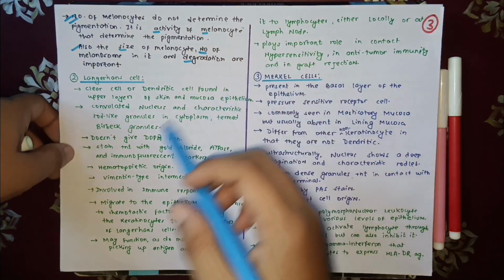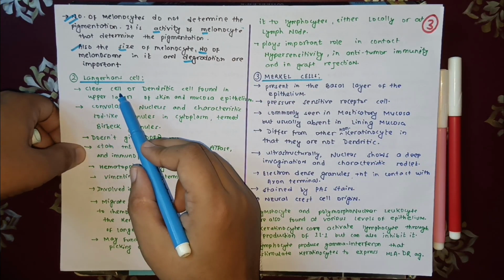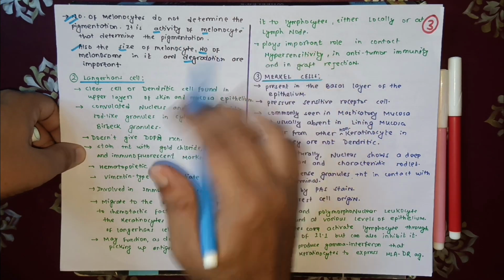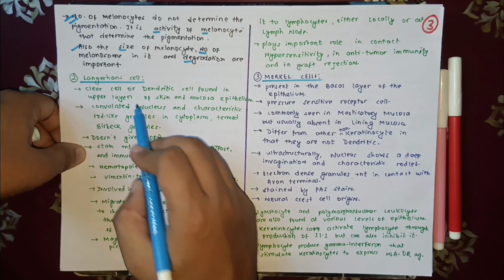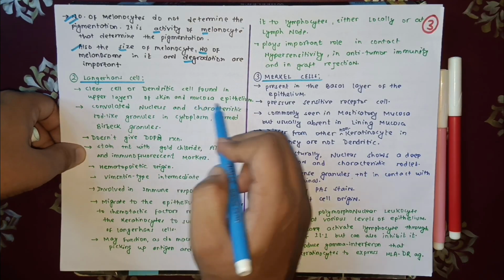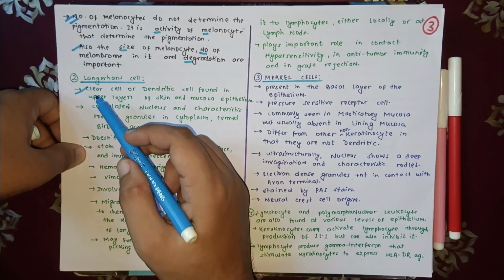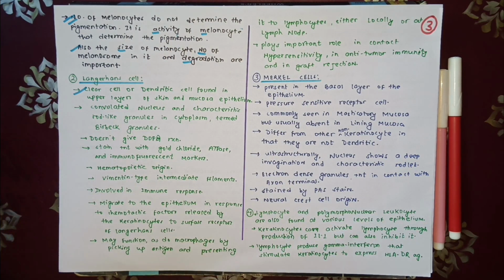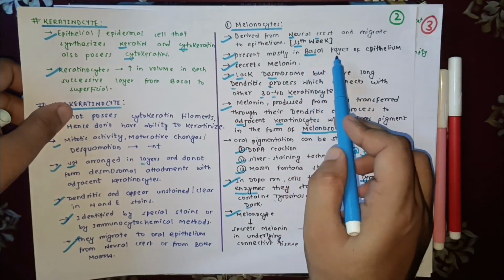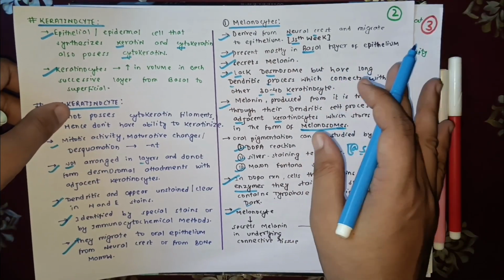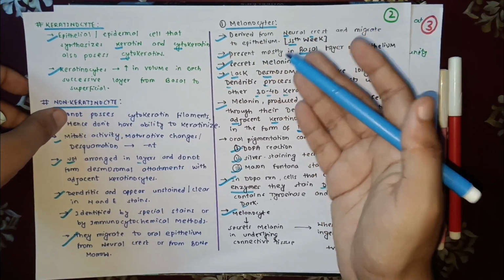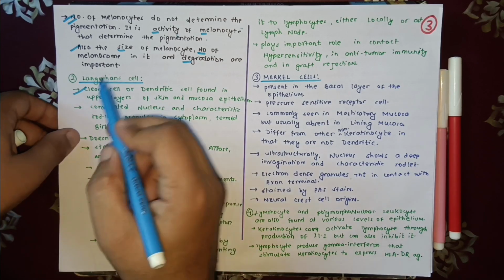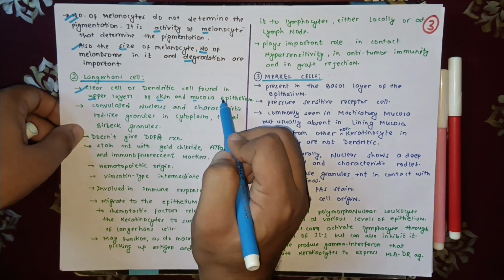Now the Langerhans cells are the clear cells or the dendritic cells. Clear cell means they are not stained by any stain, and they are found in the upper layers of the skin and the mucosal epithelium. About the melanocyte, they are found at the basal layer. So you should relate it this way: the melanocyte is present in the basal layer, and the Langerhans cells are present in the upper layers of the skin and the mucosal epithelium.